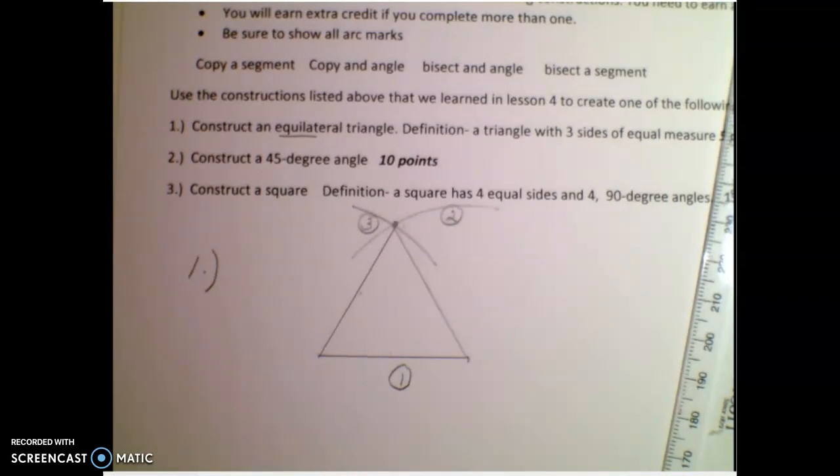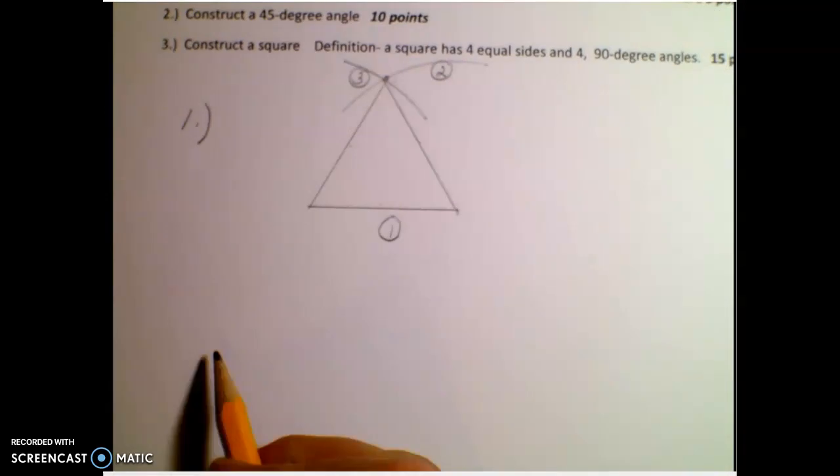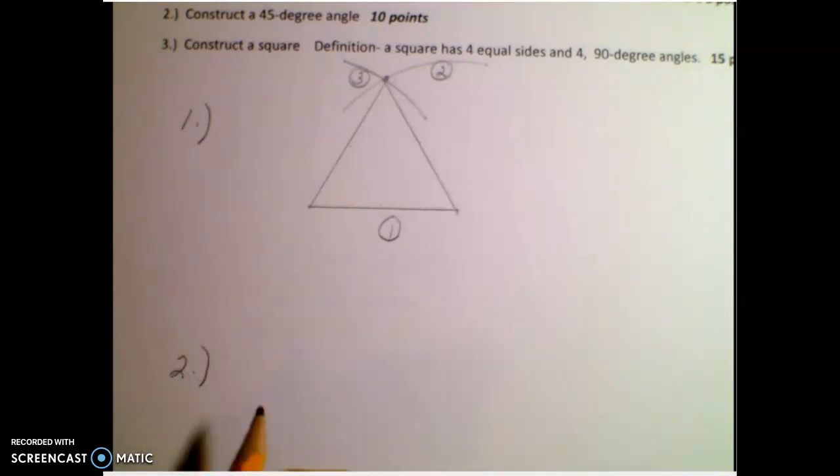All right, let's try doing the next one. Construct a 45-degree angle. Now look, this one earns you 10 points, so that must mean there's more steps to it. All right, let's take a look at what that one's going to look like. Number 2, a 45-degree angle. All right, so what is that?